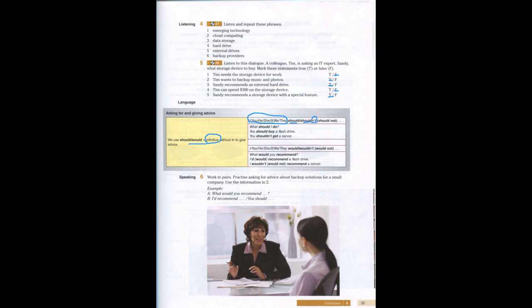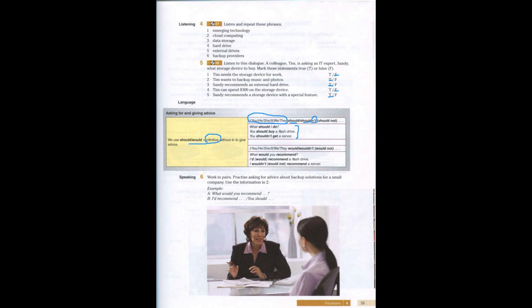And here we have example questions. What should I do? You should buy a flash drive. You shouldn't get a server. So you can ask for advice saying, what should I do? Then the answer, you should or shouldn't. You should buy a flash drive. You shouldn't get a server. For example, what should I do to store my data? You should buy a flash drive. You shouldn't get a server.